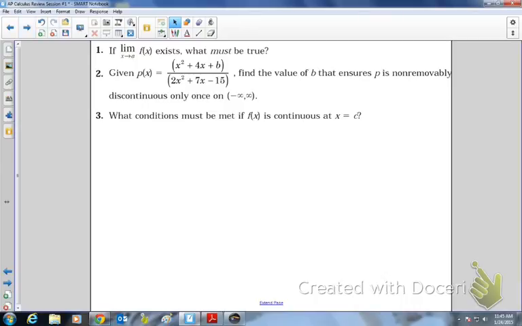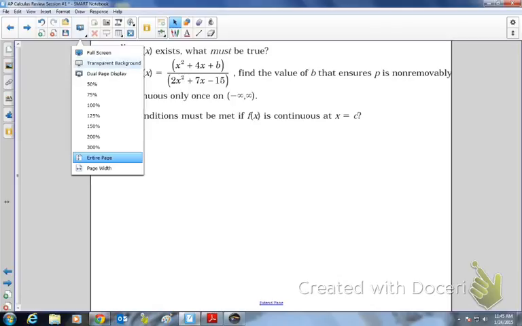All right, given p of x equals that, find the value of b that ensures p is non-removably discontinuous only once on negative infinity to infinity. Do you guys know what that implies? I have seen a question like that actually on the AP test before, so I do want to go over that one. Ignore 1, we're looking at number 2. Yeah, so let's do that together. So let's look at number 2.